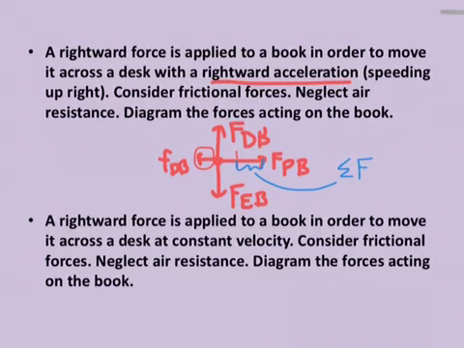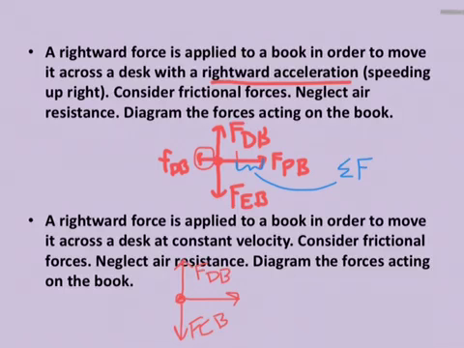All right, for the next one, we have a rightward force is applied to a book in order to move it across a desk at a constant velocity. So we're essentially the same as the last problem, except now instead of accelerating, it's moving at a constant velocity. And when I think constant velocity, I automatically think balanced forces. So I start off by drawing my dot, vector down, which is the force of Earth on the book. I have the desk pushing up, the force of the desk on the book.